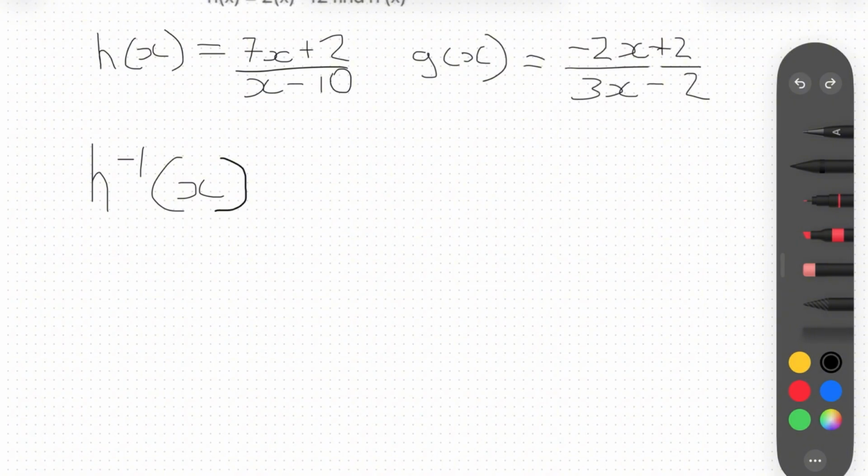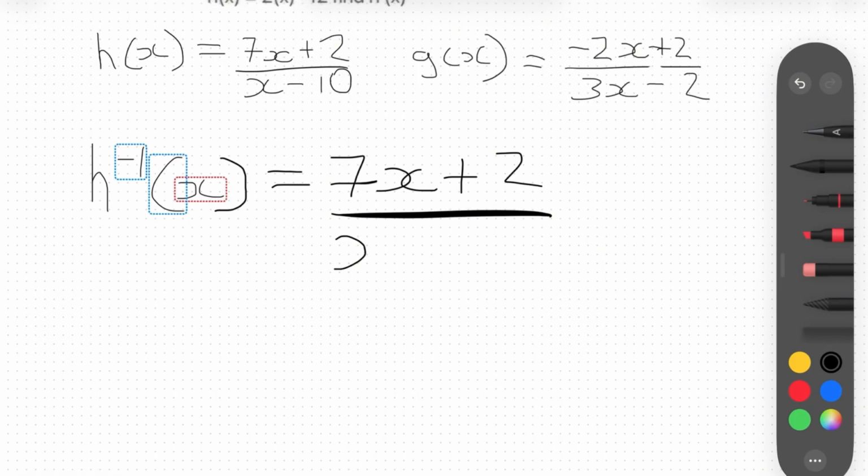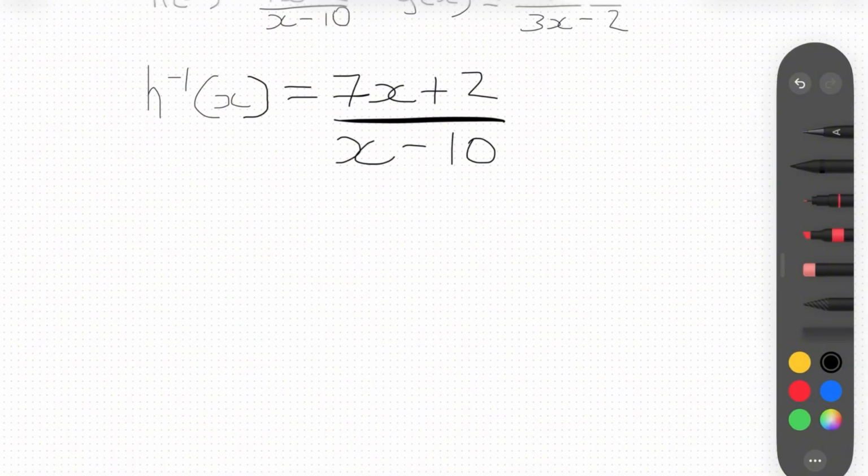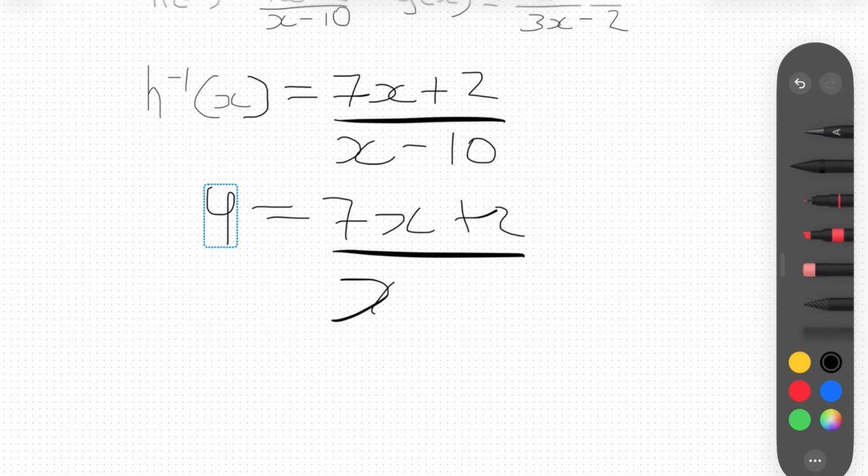So first, as I said, always rewrite your equations so you don't lose train of thought. Then remember what we say. Now we change all of the inputs that are behind the equal signs. That would be y equals 7x plus 2 over x minus 10.